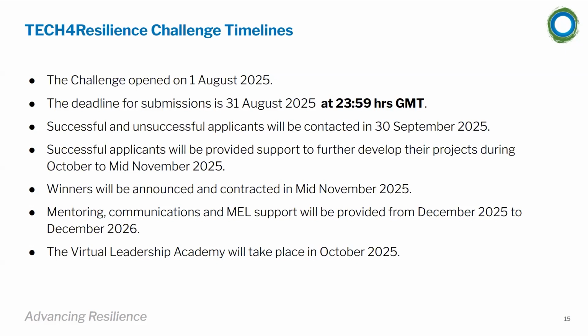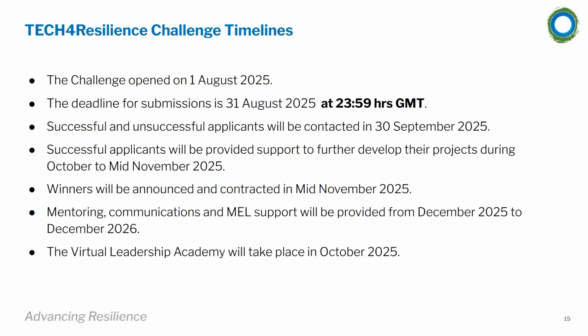So this includes working with a mentor. Each project will be paired with a specific mentor that will help to further develop your idea, refine it a little bit, and you will also participate in the Visual Leadership Academy, which will be held also in October this year. So the mentorship support will be between when we announce the finalists up to when we will announce the winners.